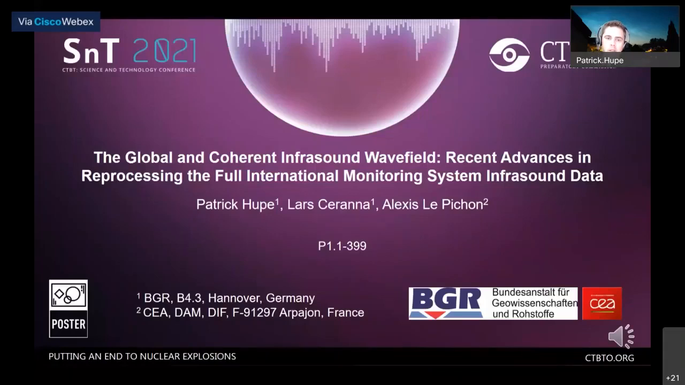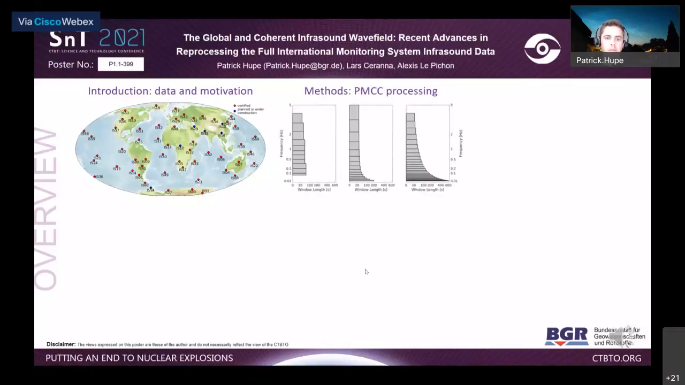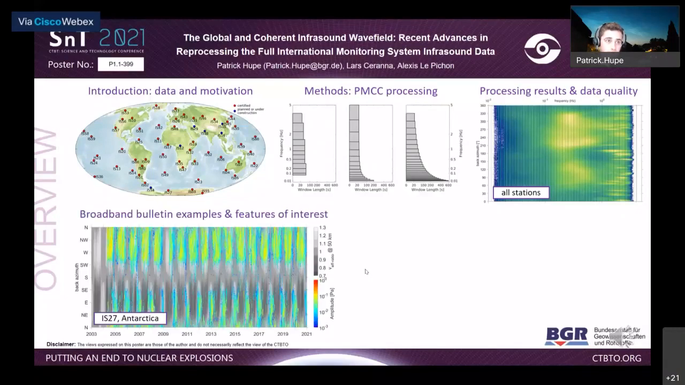Another good reason is technical advances, both on the software side, where we use the PMCC method, and also in the configuration, where we have recently been using 1/3 octave frequency bands. So we give insights into the results of the latest reprocessing, which now covers 18 years. We also show details of certain patterns in terms of data quality that arise on the one hand during the processing and can be filtered out, and on the other hand, sometimes from the data itself.